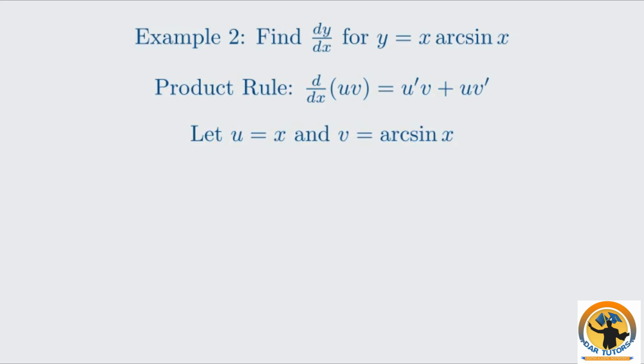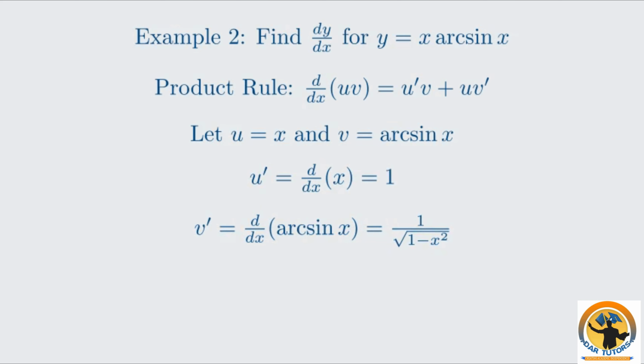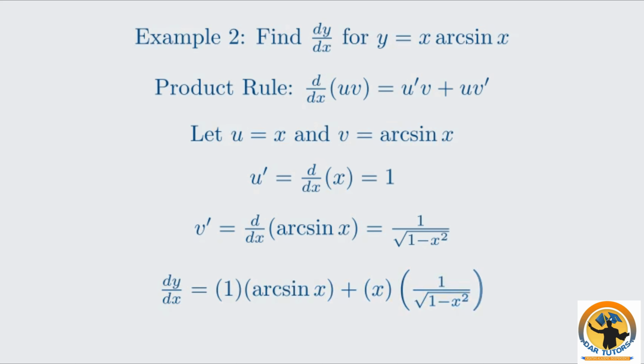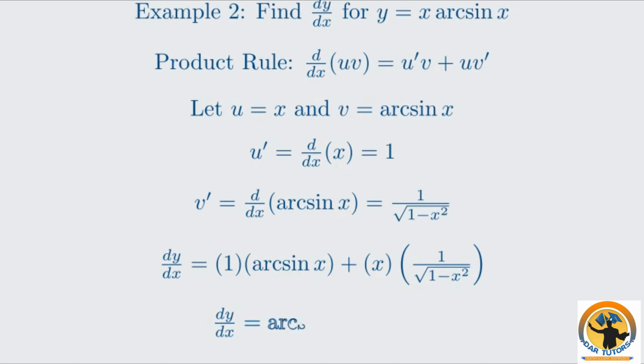Now we need to find their derivatives, u prime and v prime. The derivative u prime is simply 1. The derivative v prime is 1 over the square root of 1 minus x squared. Now we can substitute these into the product rule formula. dy/dx equals u prime times v, which is 1 times arcsin x, plus u times v prime, which is x times 1 over the square root of 1 minus x squared. Simplifying this expression gives us our final answer. The derivative is arcsin of x plus x over the square root of 1 minus x squared. This example shows how to combine the product rule with the differentiation of inverse trigonometric functions.